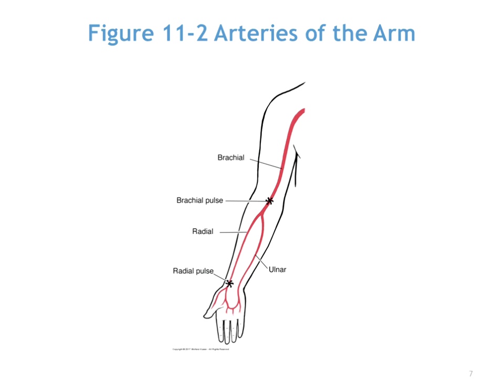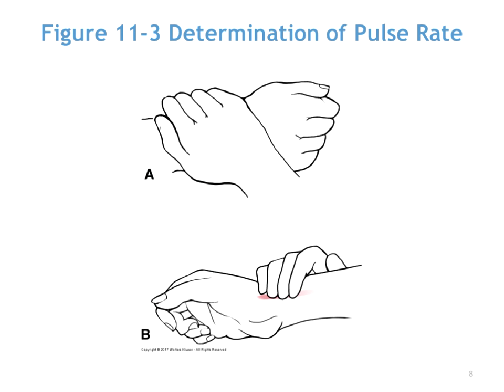So this picture shows you the arteries of the arm, and you want to note where the radial pulse is as well as the brachial pulse because you're going to be feeling both of those. Determination of the pulse rate. A is the correct position for the hands. B, the tips of the clinician's first 3 fingers are placed over the radial pulse.